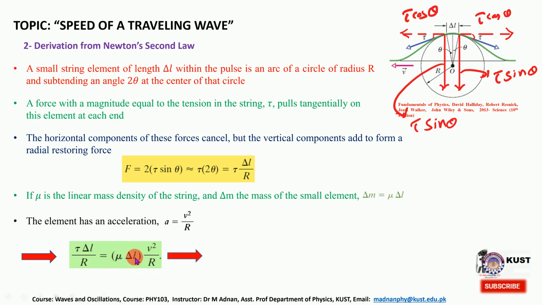Now, if one solves this expression, such that these delta L will be cancelled out, these r will be cancelled out, and again we are getting the speed of a wave on a stretched string as v equals the square root of tau over mu. That is, it is proportional to the tension in the string, and inversely to the mass density.